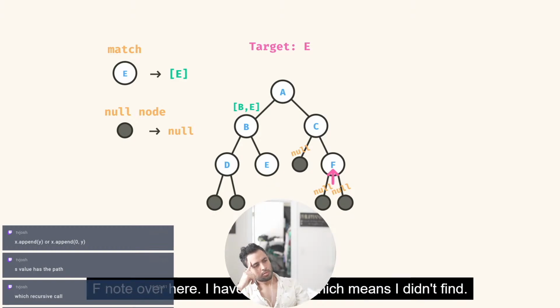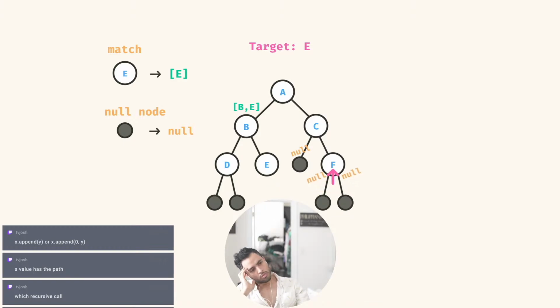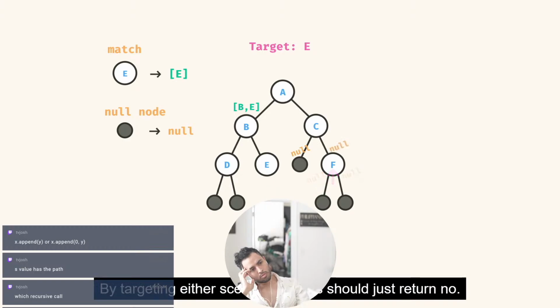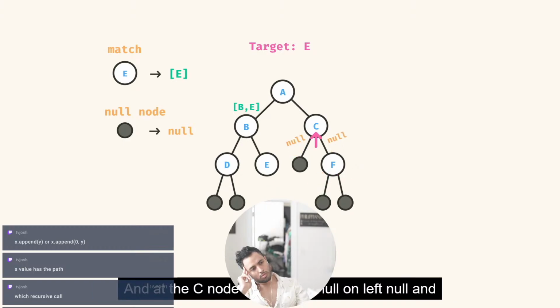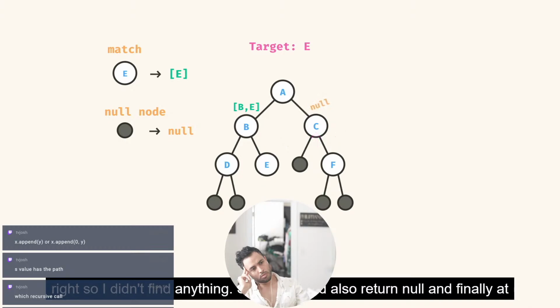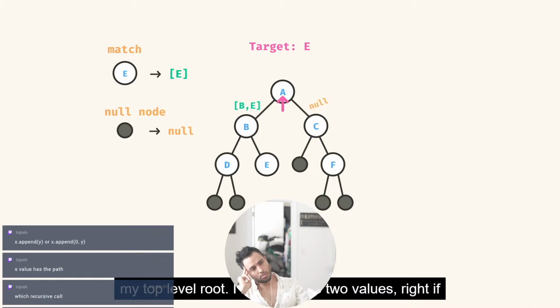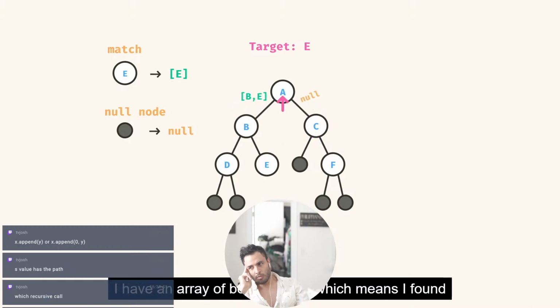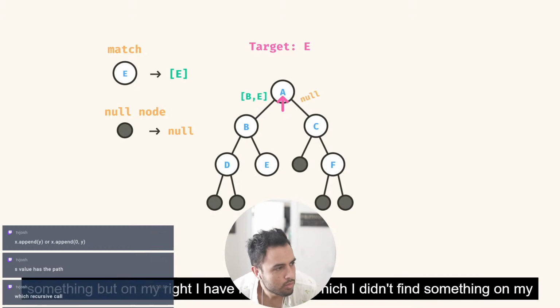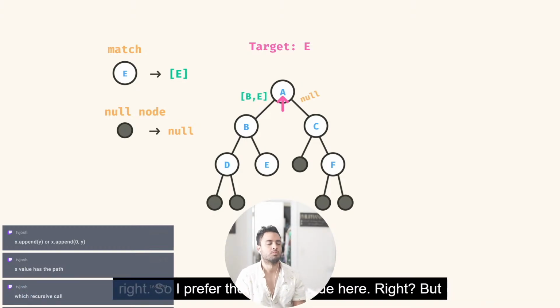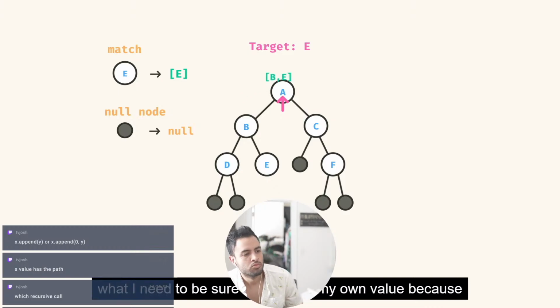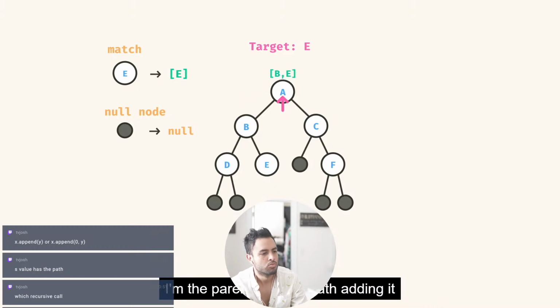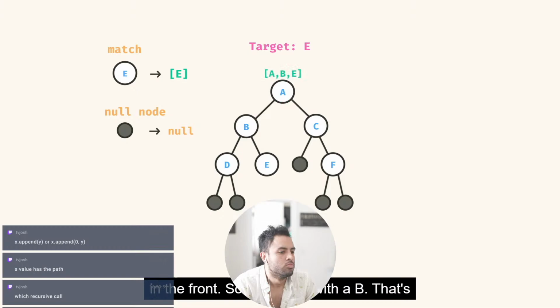So at this F node over here, I have two nulls, which means I didn't find my target in either scenario. So this should just return null. And at the C node, same thing, null on left, null on right, so I didn't find anything, so this should also return null. And finally, at my top level root, I look at these two values, right? If I'm rooted at A, I have an array of B E on my left, which means I found something, but on my right, I have null, so I prefer the left-hand side here. But what I need to be sure to do is put my own value, because I'm the parent, into this path, adding it in the front, so ending up with A B E.